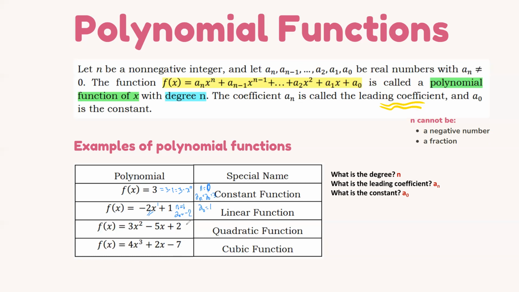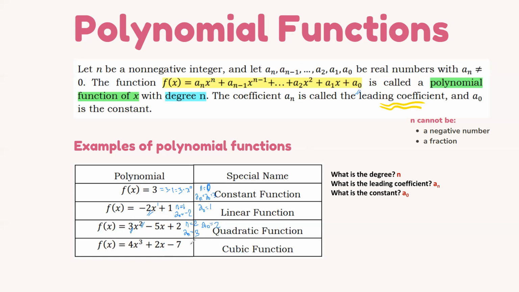What about the quadratic function? I'm pretty sure you have an idea about this, right? So what is the highest exponent? The highest exponent would be 2. So n, or the degree, would be equal to 2. The leading coefficient, or the number where the variable with the degree is found, would be 3. And then the constant would be equal to 2.